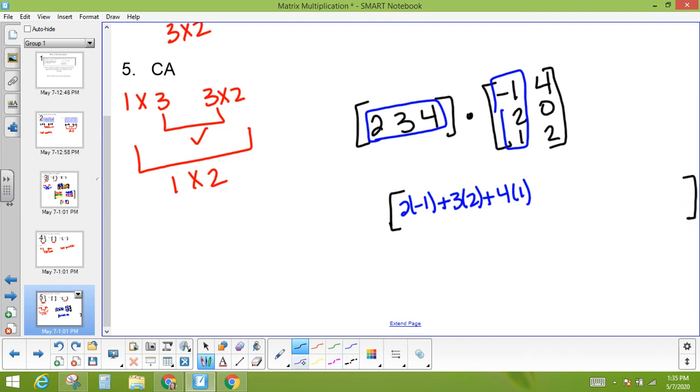I apologize. Okay, so now we're in row 1, column 2. So we're going to use row 1, the only row, and the second column over here. So 2 times 4 plus 3 times 0 plus 4 times 2. All right, so then our final answer, this is -2 plus 6 is 4, plus 4 is 8.